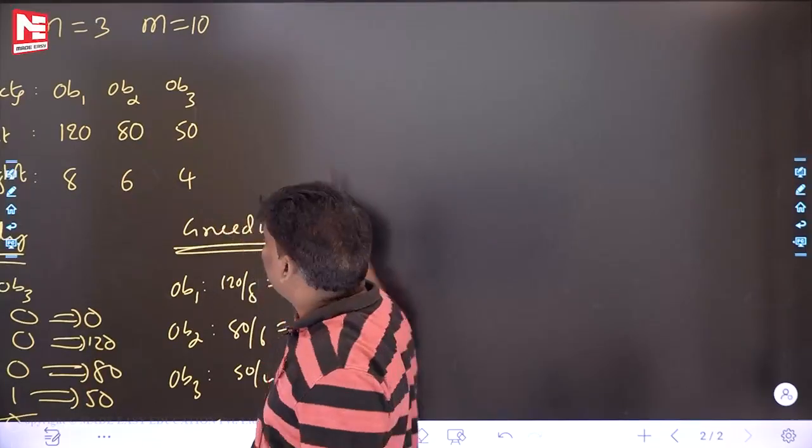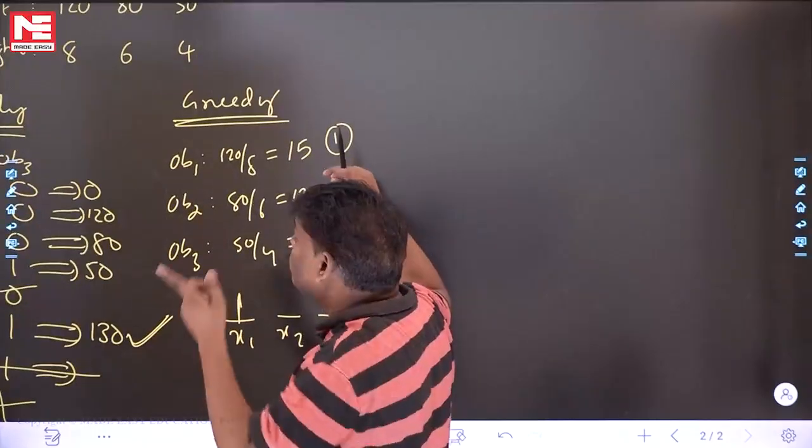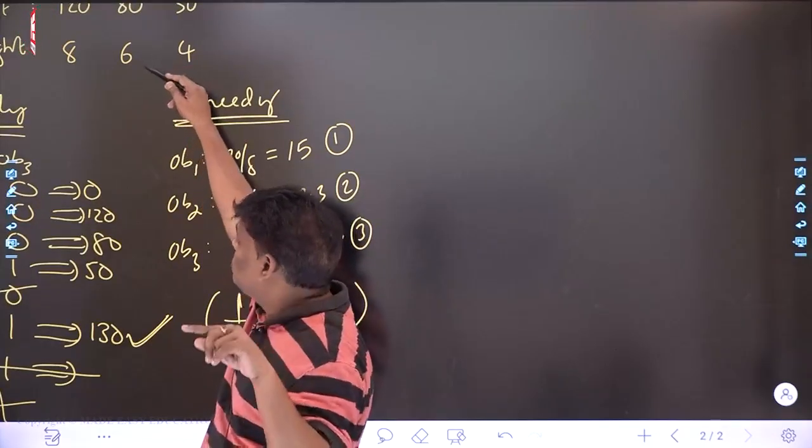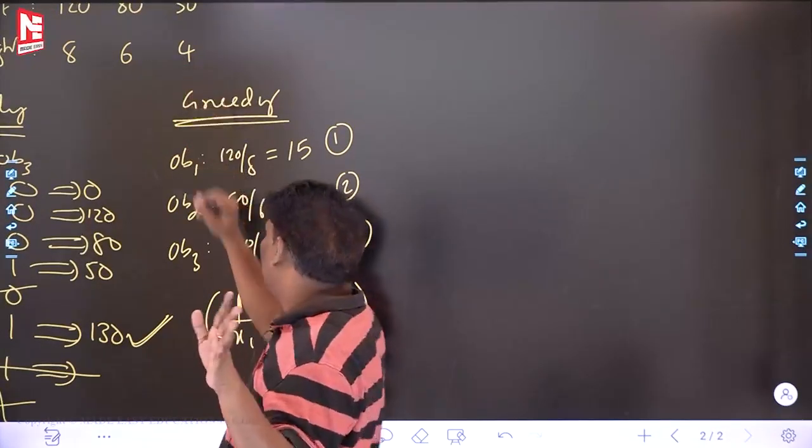If you take 8, what is remaining? 2. Remaining 2, right? With the 2, can I take the second object? The second object requires 6, but I have only 2. Fractions are not allowed, so I cannot take it.